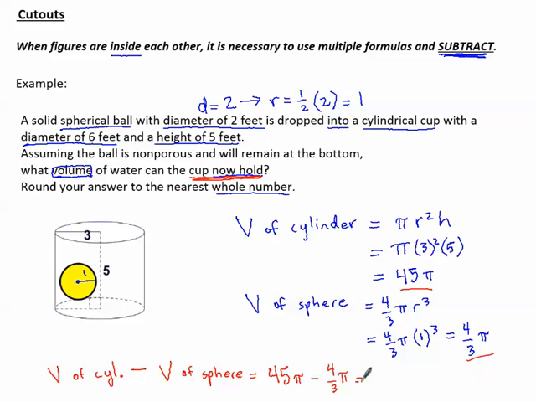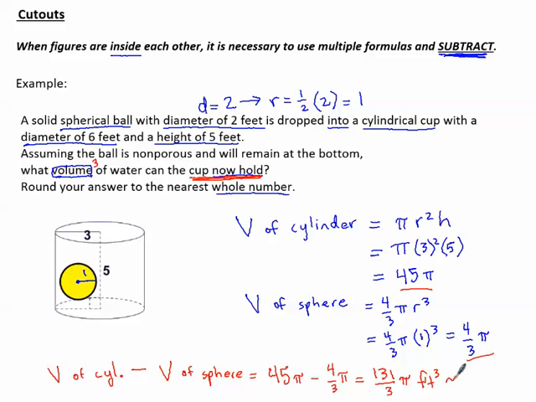And if I want an exact answer, I'm only going to do 45 minus 4/3. That makes 131 over 3. The pi is next to it, kind of like how x is, and that is feet cubed, or cubic feet, because I'm finding volume, and volume is 3 dimensions.